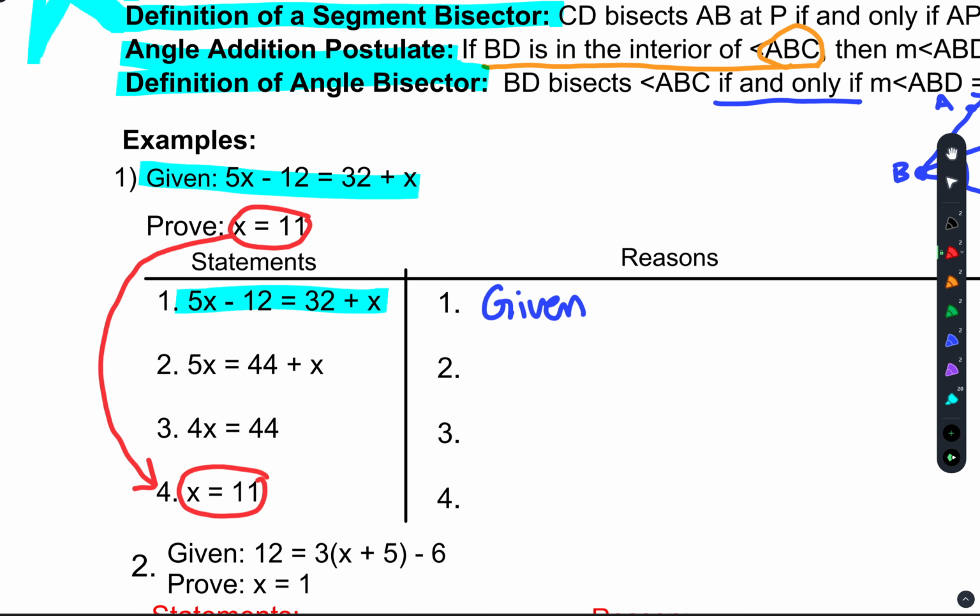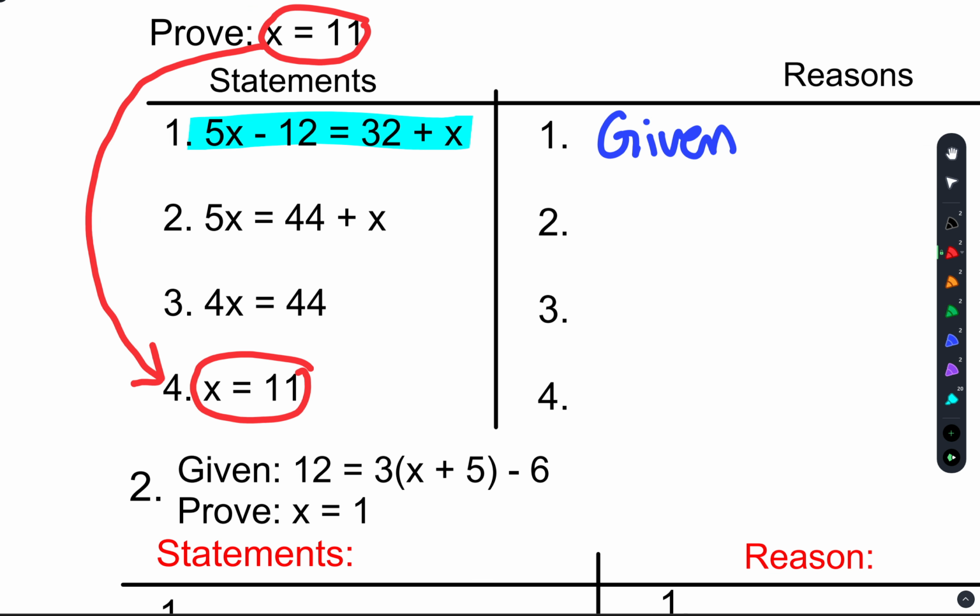Let's just literally think about this as an algebra problem. I see the statement 5x minus 12 equals 32 plus x. I'm assuming I'm trying to solve for x. What would be my first step here? Algebraically.